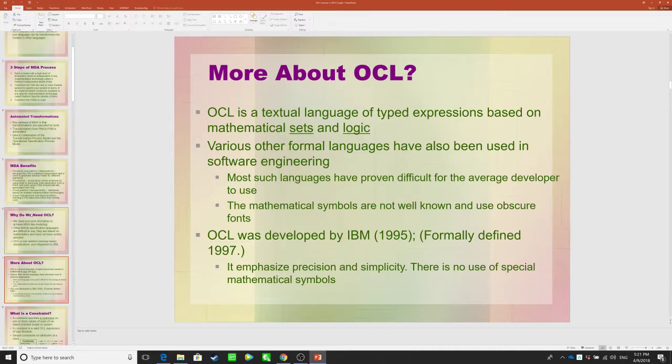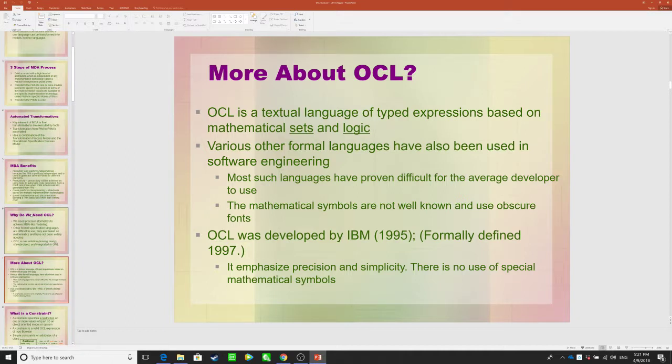And OCL is a textual language of typed expressions based on mathematical sets and logic. You cannot fully avoid mathematical stuff since we are dealing with logic. So mathematics is still something we need to deal with.